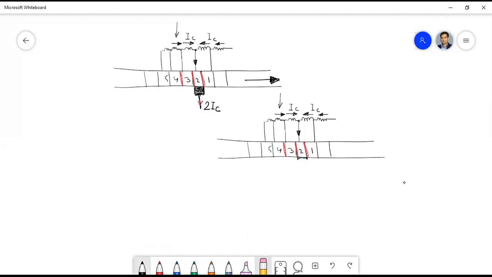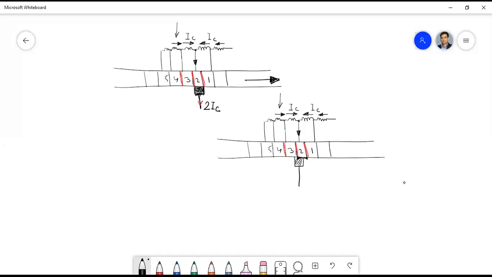Okay, so let us draw the brush again. The brush will move a little, and let us draw the brush here. Now what will happen? Can you tell me? Now the brush is slightly touching commutator segment 3 as well. Will the same current flow now also?